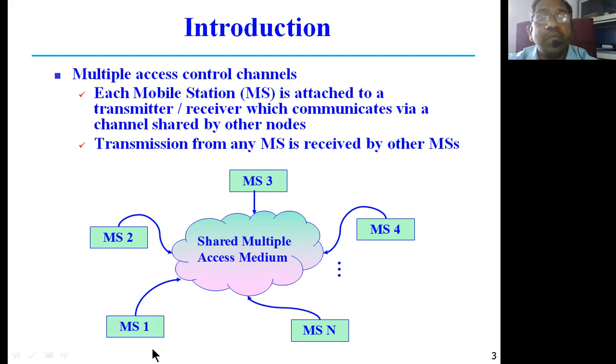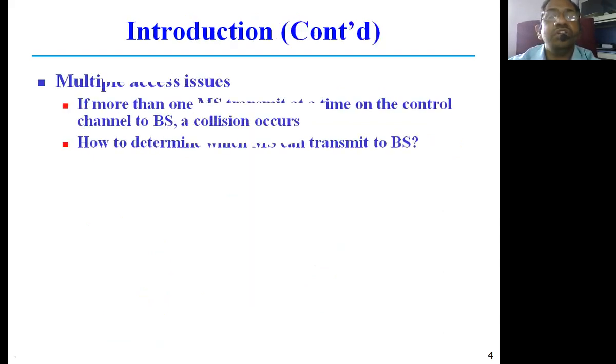Transmission from any mobile station is received by other mobile stations. What is the scenario? Say mobile station 1 can make a call to mobile station 3, or mobile station 4 can make a call to mobile station 2. Like that, any mobile can call any other mobile station. So the transmission from any mobile station can be received by other mobile stations in the network. This entire thing is a network, but it is a wireless network. All these mobile stations are connected to the shared medium via a wireless medium. This is the change we have.